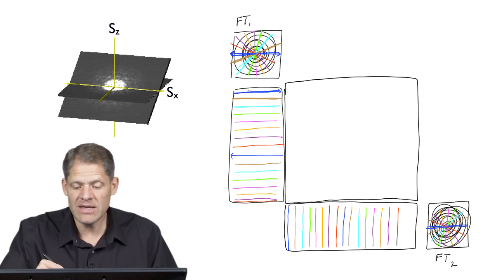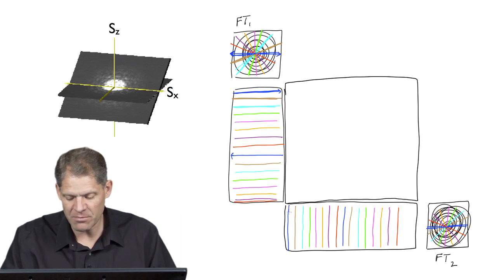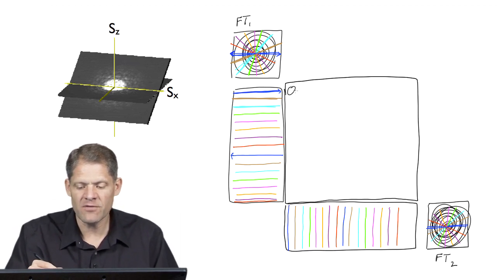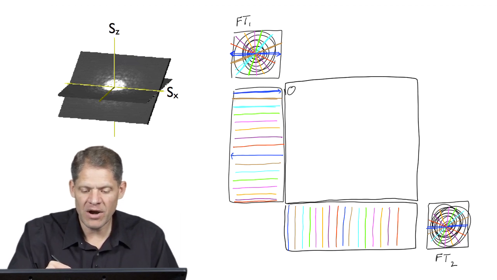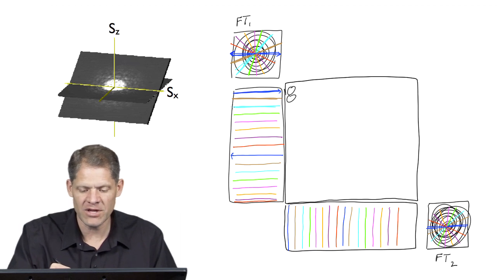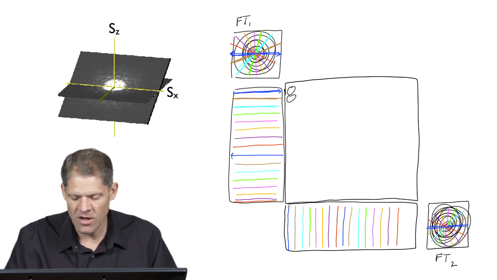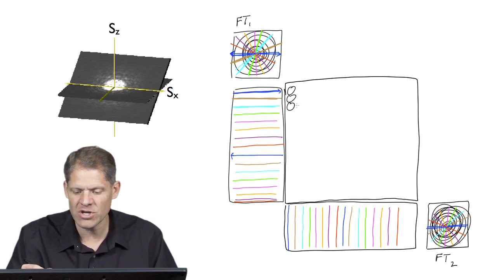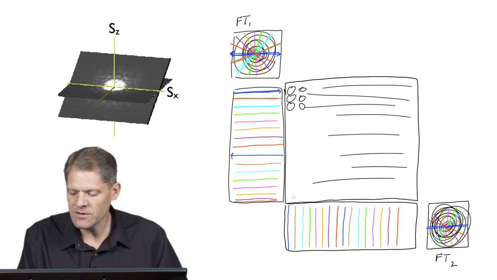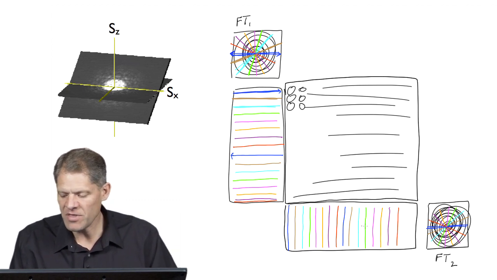Anyway, we could compare these amplitudes and phases with these amplitudes and phases, and there would be a value here for the correlation. And we could compare these amplitudes and phases with these, and there would be another value for the correlation, and these amplitudes and phases with the first one, and there would be a correlation. And we fill out this whole chart of all the cross-correlation values of all these lines compared to all these lines.